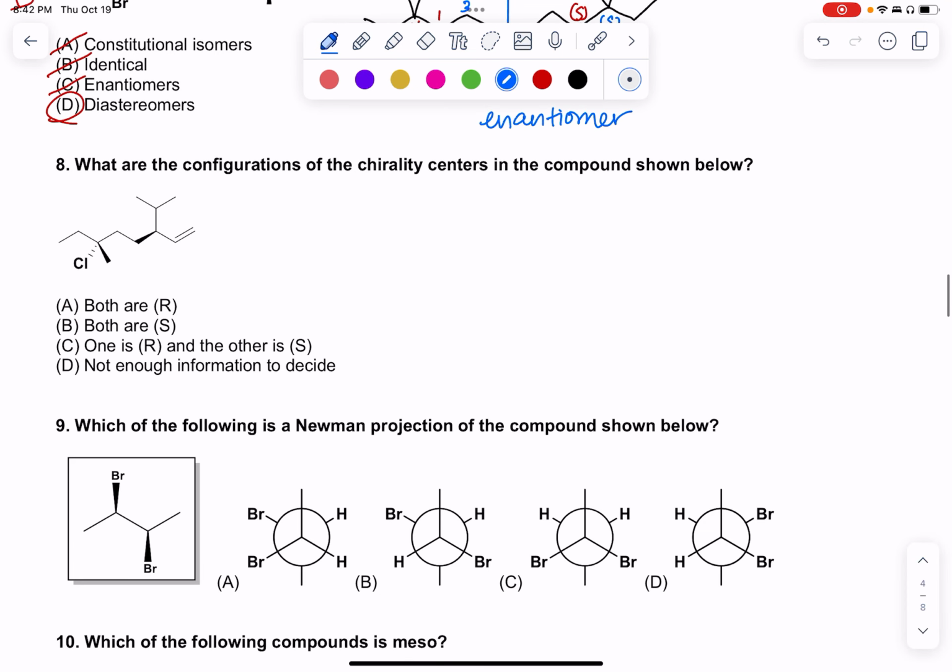Okay. What are the configurations of chirality centers in the compound shown below? All right, so let's see, how many chiral centers do we have? Well, it looks like we have 2. They keep saying something about 2. So let's see, this looks like 1 here, and 1, 2, 3, 4. This looks like 1 here. Remember, I can ignore all of those methyl groups. I can ignore double bonds.